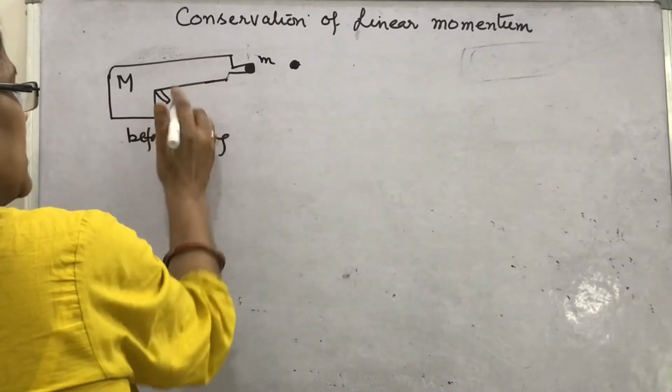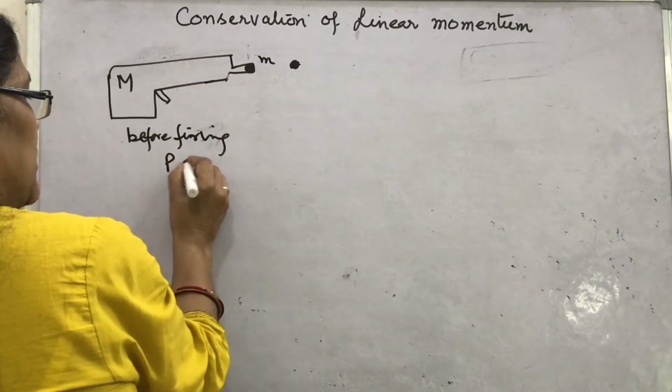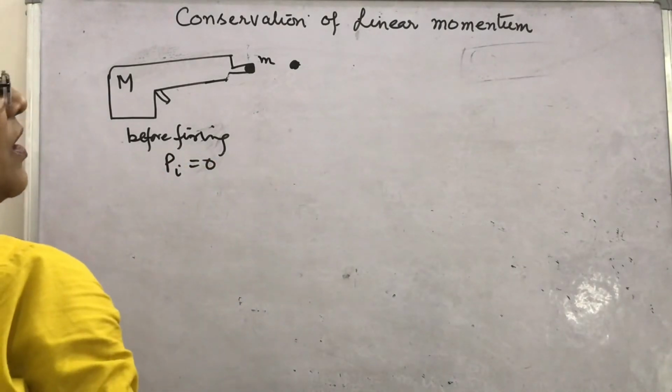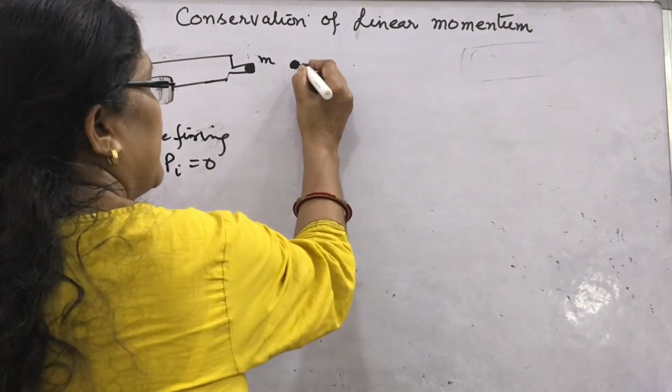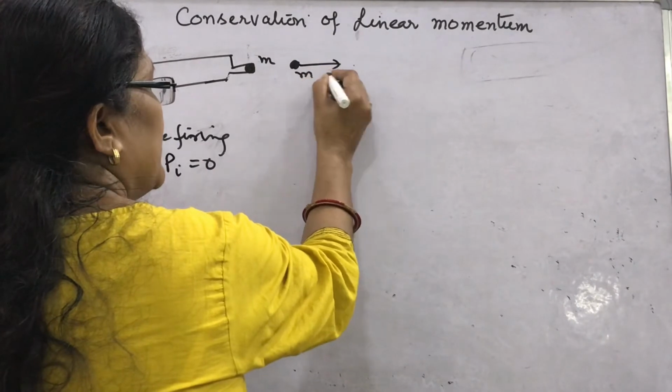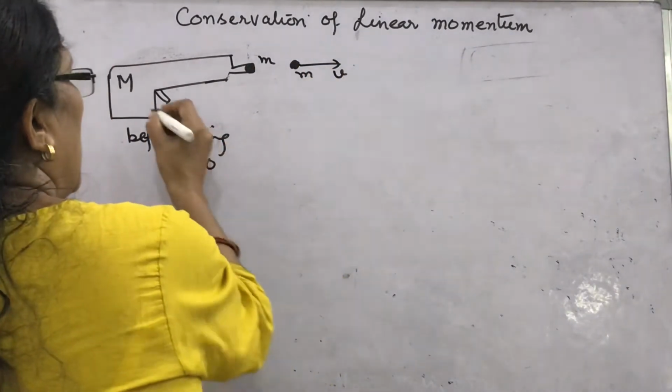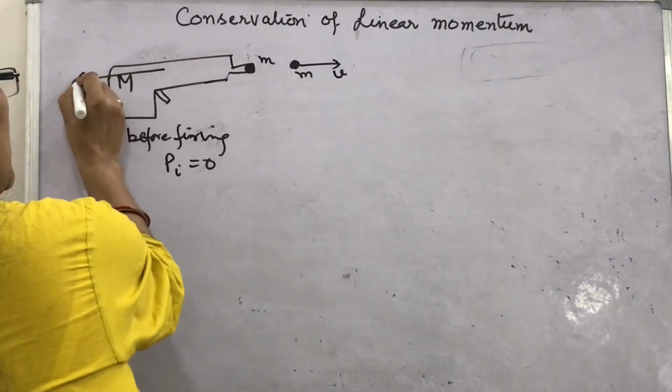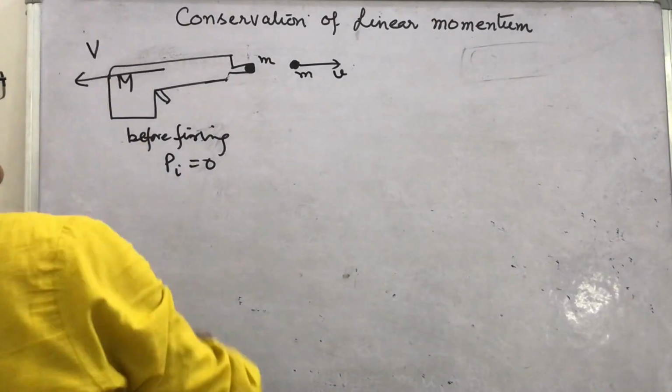Both are at rest. So what is momentum? Initial momentum is 0. What will happen after firing? The bullet will move with the velocity v and the gun will recoil back with the velocity v, suppose this one.